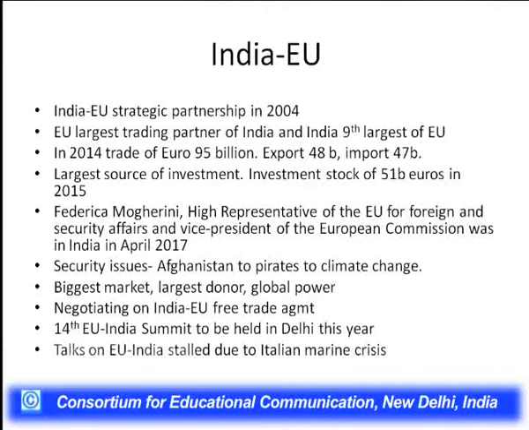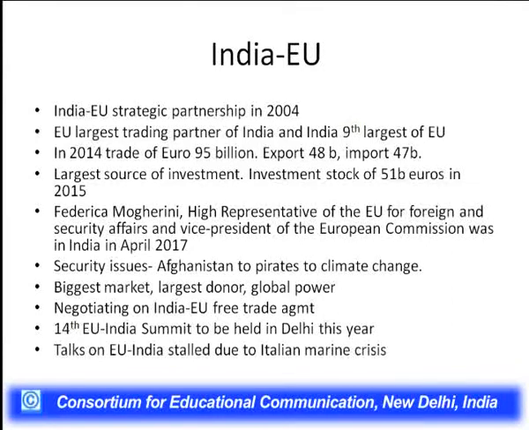Federica Mogherini, who is High Representative of the European Union for Foreign and Security Affairs and Vice President of the European Commission, was in India last month, in April 2017, and she was discussing important issues like the free trade agreement between India and the European Union, also security issues in Afghanistan, the issue of piracy in the Indian Ocean, and also the issue of climate change, etc., with the Indian leaders.